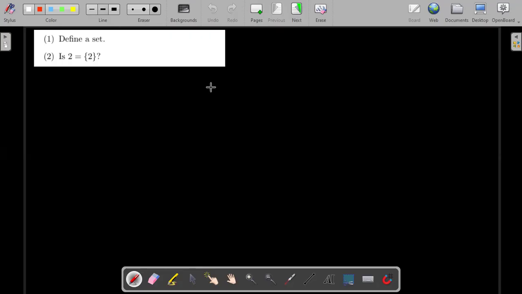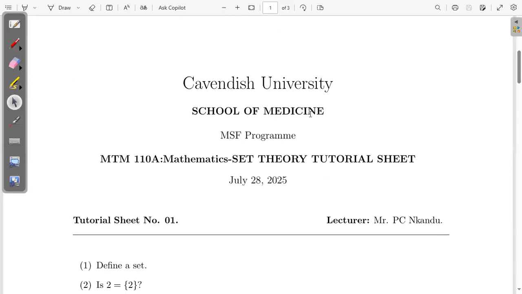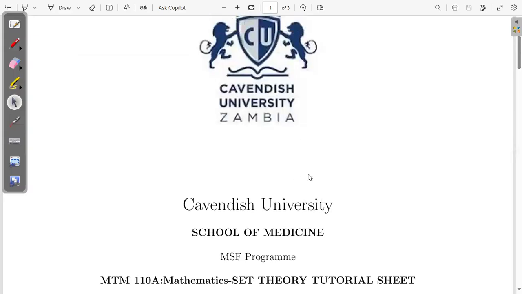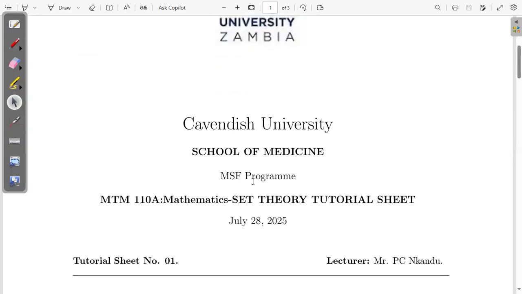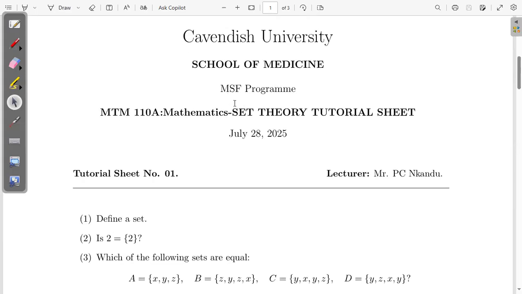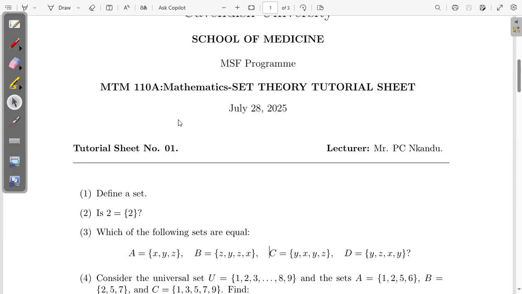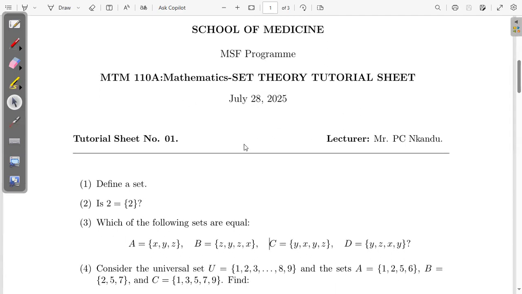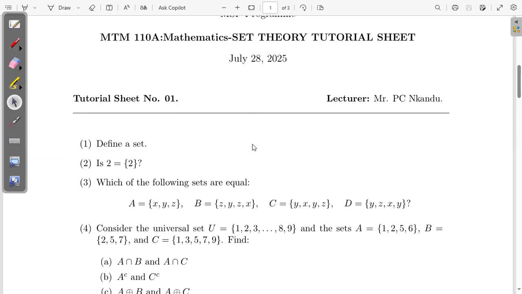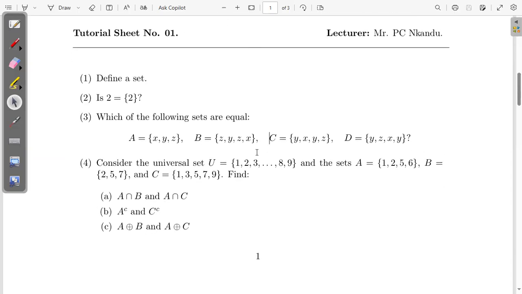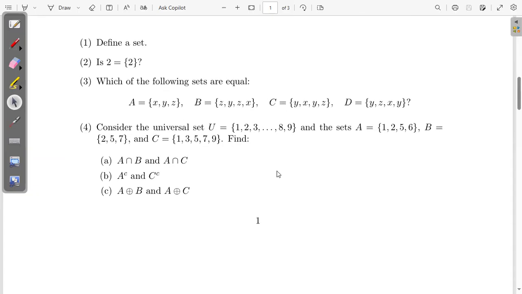Well, in this tutorial, we are going to look at tutorial sheet 1. Let me display it here. This is Cavendish University, Zambia, School of Medicine, MSF program, MTM110, semester 1, that is to say mathematics set theory tutorial sheet 1. We're going to solve up to question 4, and the rest of the questions will be posted on the website. We can access those on the website.